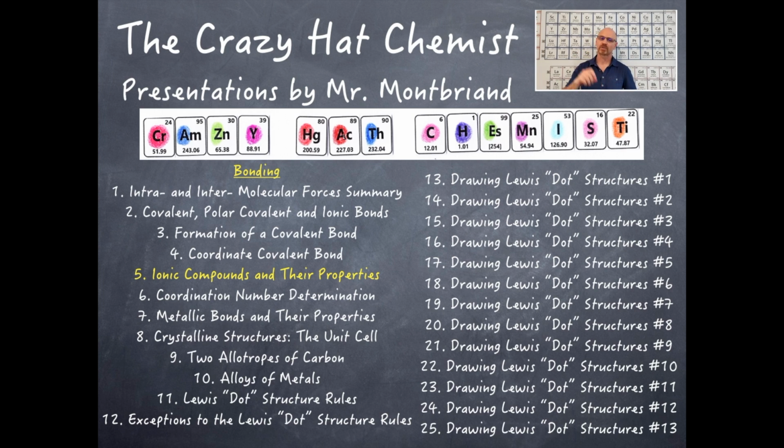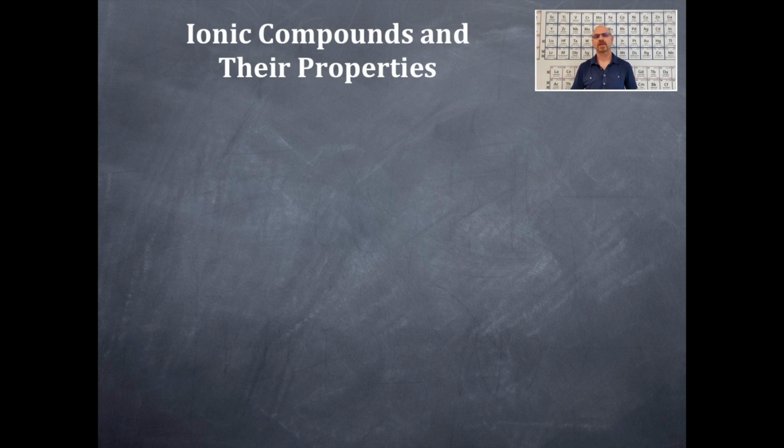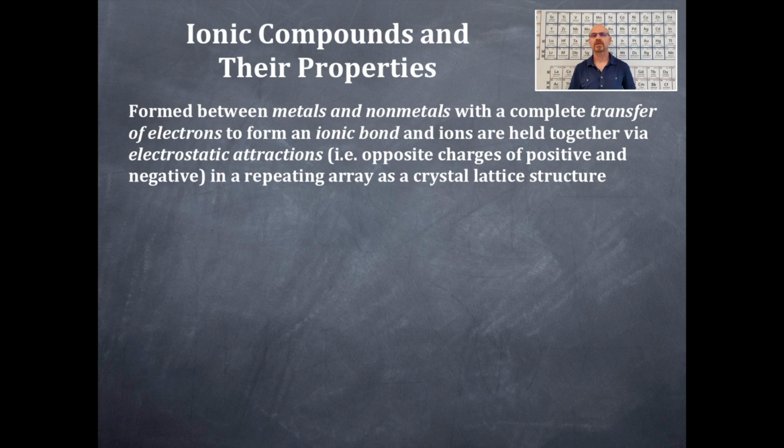We're talking about bonding, so we're doing video number 5. Ionic compounds and their properties. Ionic compounds are formed between a metal and a nonmetal when there is a complete transfer of an electron or electrons. When there's a transfer of electrons, now you have a positive charge and a negative charge. Those two atoms, which are now ions, are held together electrostatically, just like two magnets are held together electrostatically. There's a repeating array, this crystalline lattice structure that all of these ionic compounds have.